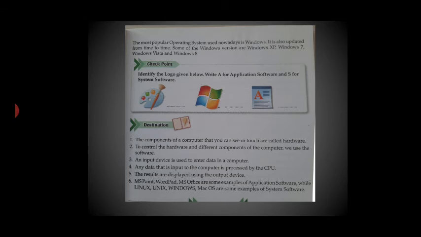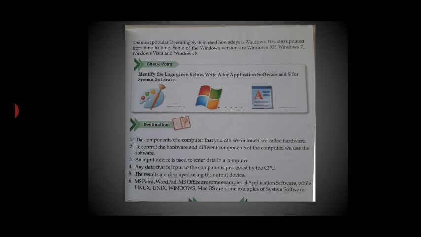So students, here our first chapter of computer is completed. What have we learned? The components of the computer that you can see or touch are called hardware. To control the hardware and the different components of the computer, we use the software. Means we learned that whatever parts we can see or touch are called the hardware. And next we learned about the software.